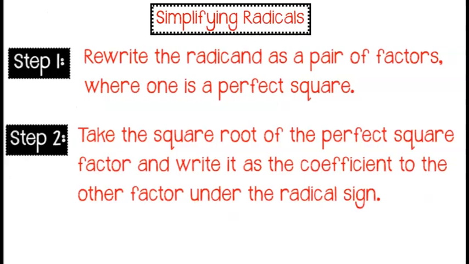So let's recap. In order to find an exact value of x, you need to simplify the discriminant, right? That's the expression underneath the radical sign. In order to do that, you have to compute the math and then rewrite that radicand as a pair of factors, meaning that one would need to be a perfect square in order to simplify. Once you have that, you can take the square root of the perfect square and bring it outside of the radical sign to write it as the coefficient, and the other factor will remain underneath.